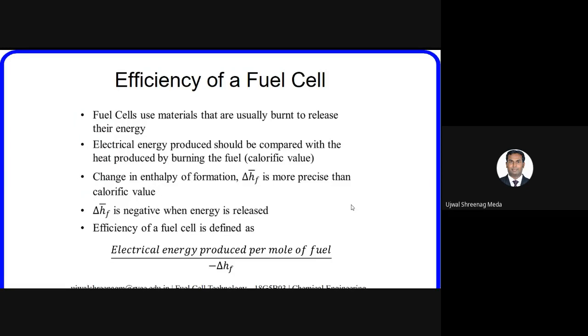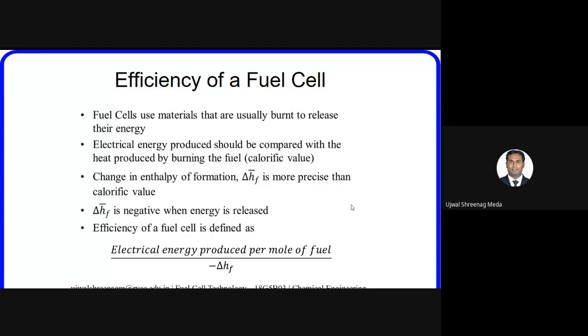So fuel cells use materials that are usually burnt to release their energy, which is nothing but fuel. And electric energy produced should be compared with the heat produced by burning the fuel. So this is a very vague comparison where we take calorific value into account. Instead, to make it more precise, we can talk in terms of enthalpy. So change in enthalpy of formation, very similar to change in Gibbs free energy of formation, is more precise than calorific value.